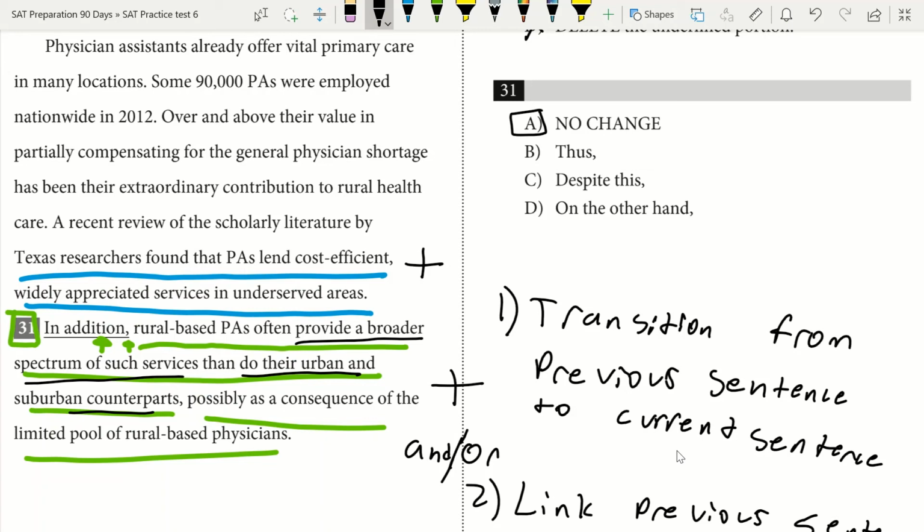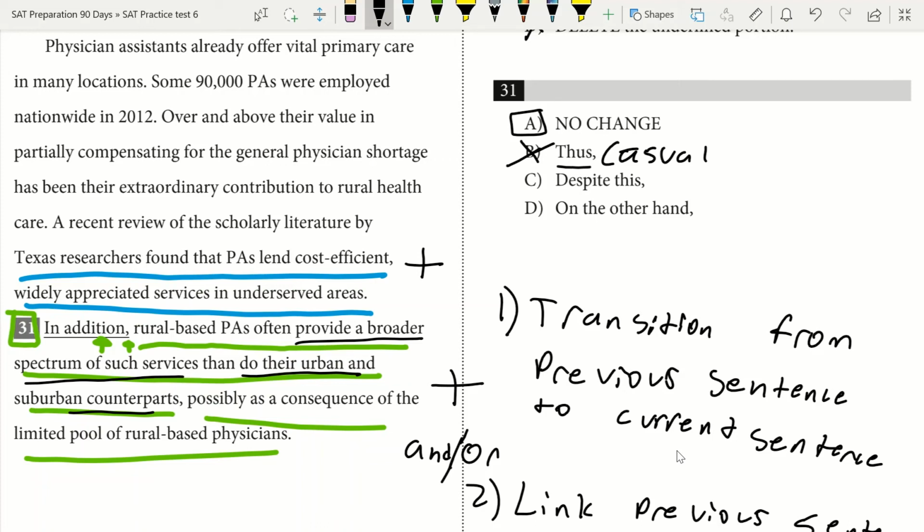Now, keep in mind, the word thus would indicate a causal relationship. What came in that previous sentence is not causing what occurs in the next sentence. Because what came in the previous sentence is not causing what comes in the next sentence, I can't use the word thus, or therefore, or consequently, or as a result, because all of those would indicate a causal relationship. Now, what about despite this?